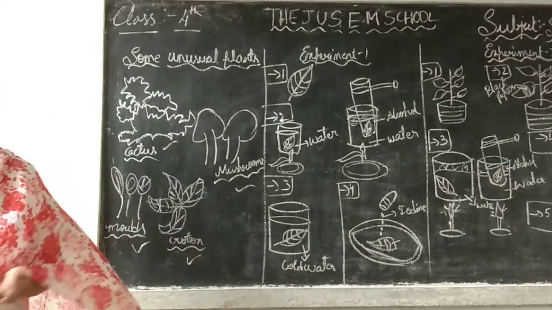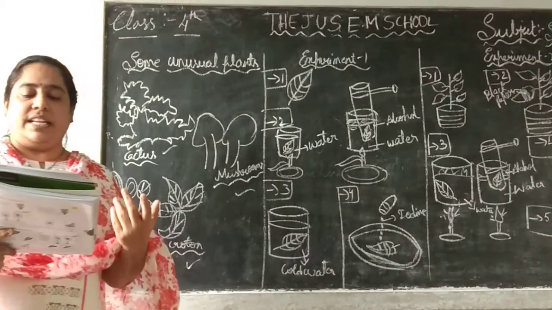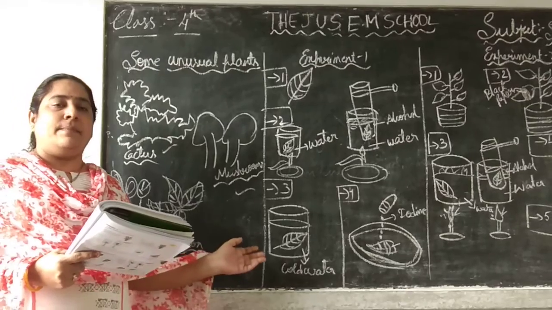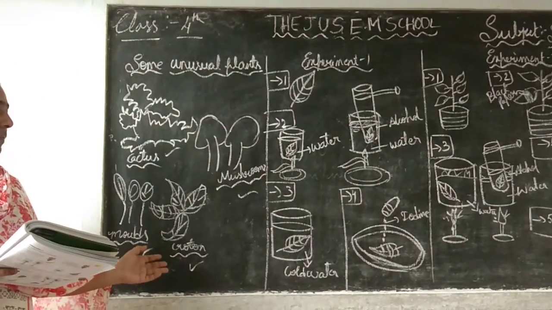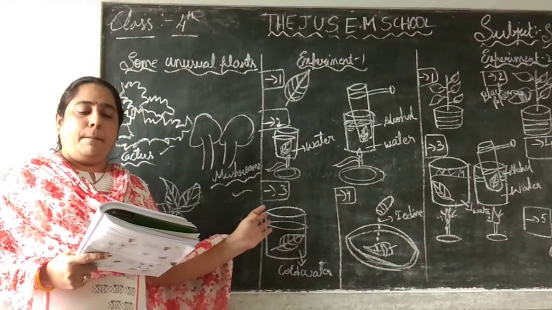So then how can they prepare their food? They cannot make their food. They get their food from dead and decayed animals and plants.